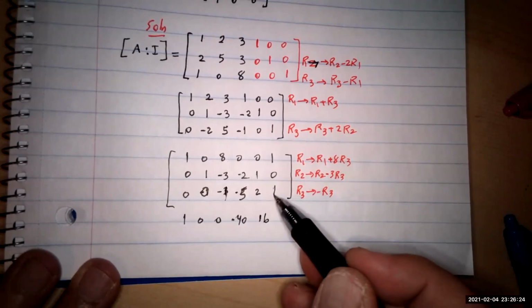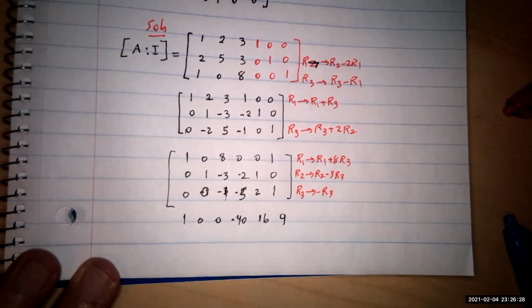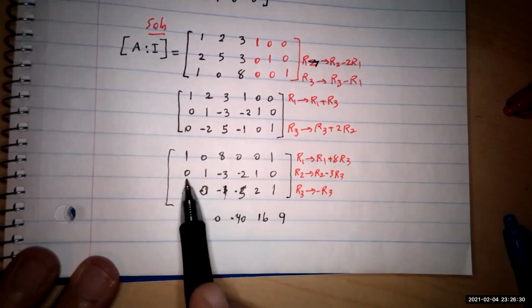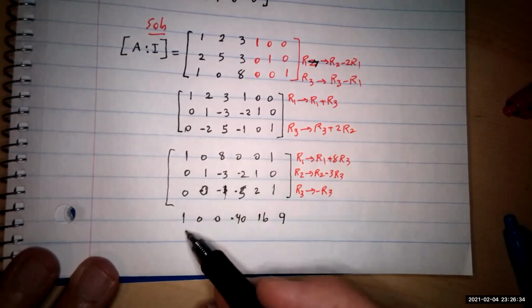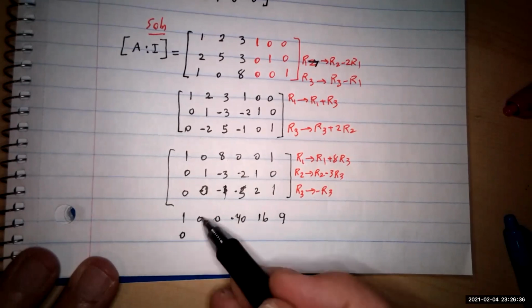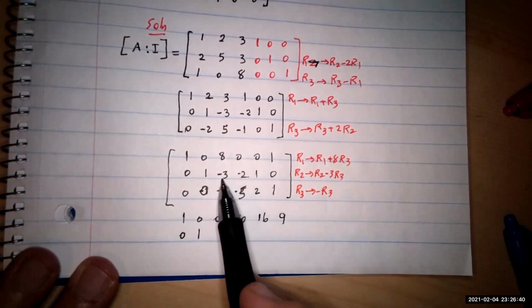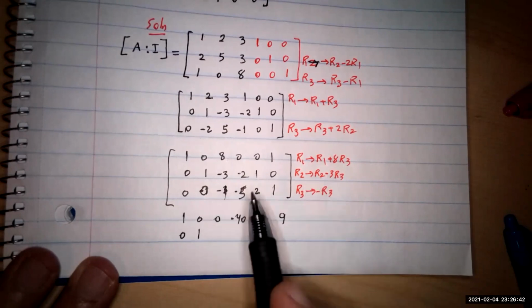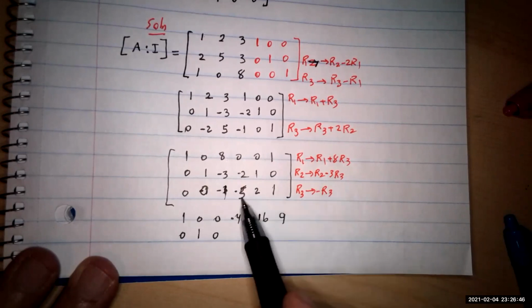8R3, 8 times 1, that makes it 9. So that would be the first row. The second row, R2 minus 3R3. So we get a 0 here. Okay, we get the 1 here. You see this is a negative 3, and this would be 0. And a negative 3 times negative 5 would be a positive 15, 13.